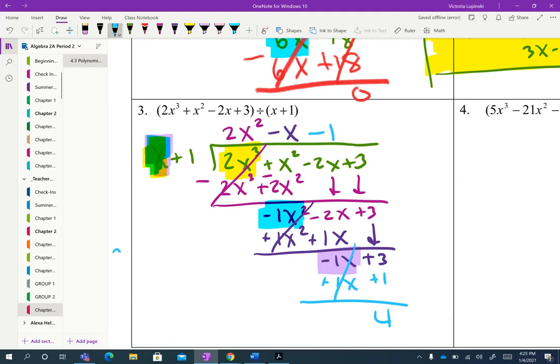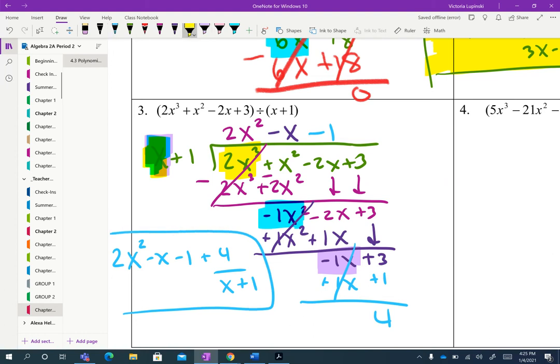So for your final answer, you're going to do the quotient, 2x squared minus x minus 1, plus the remainder, which is 4, over the divisor, which is x plus 1. Again, please make sure that when you do these problems, you actually do stop at some point and tell us what the answer is to make sure that you know you're writing it in the proper format.